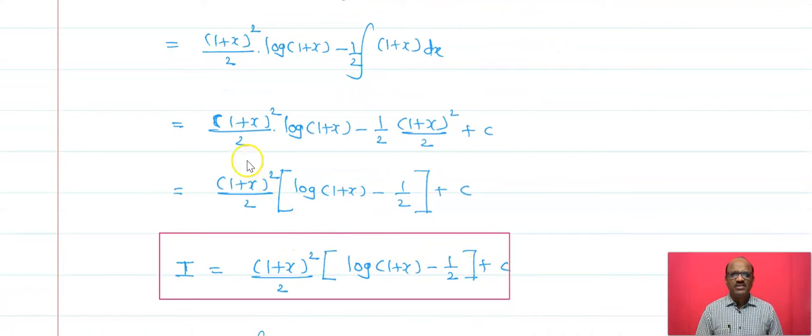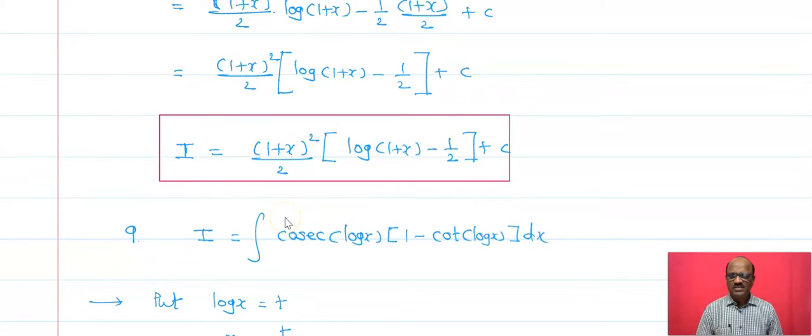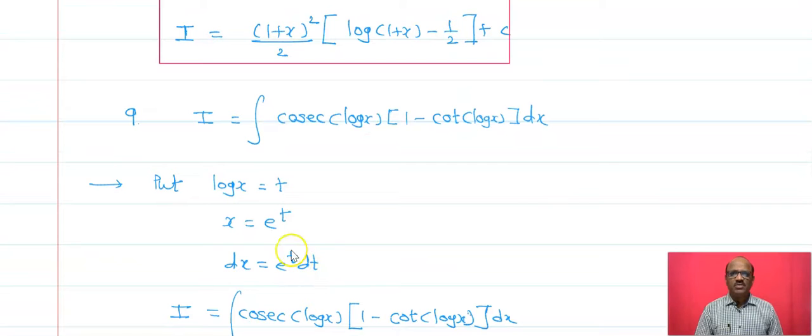Now here we will take the common (1 plus x) squared upon 2. That is log of 1 plus x minus 1 upon 2 plus c, and hence the final answer is I is equal to (1 plus x) squared upon 2 in bracket log of 1 plus x minus 1 upon 2 bracket complete plus c. The problem was very interesting. Now the next problem number 9.